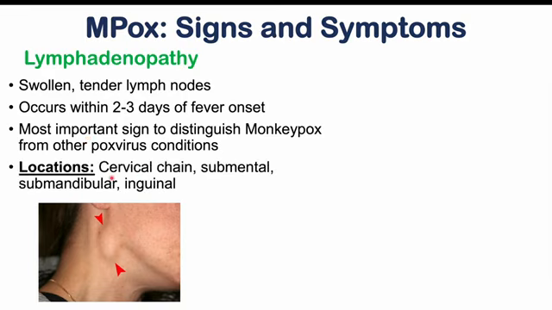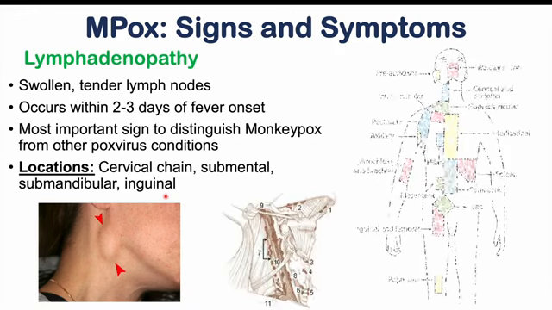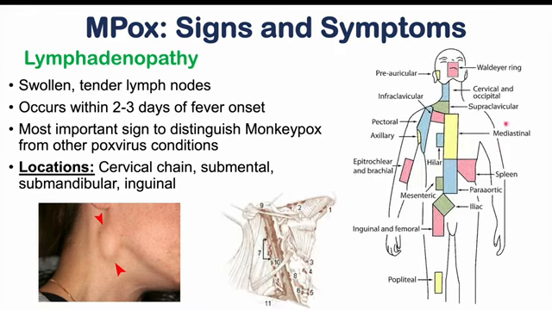And the locations where we can have these swollen, tender lymph nodes are often going to be related to the initial place of infection. Some of them can include the cervical chain, so some lymph nodes in the neck, the submental, so this would be under the chin, submandibular, so along the jawline, and then inguinal in the groin area. So again, the cervical chain, the submandibular and submental lymph nodes, and then the inguinal lymph nodes can all be places where we can see these swollen tender lymph nodes.